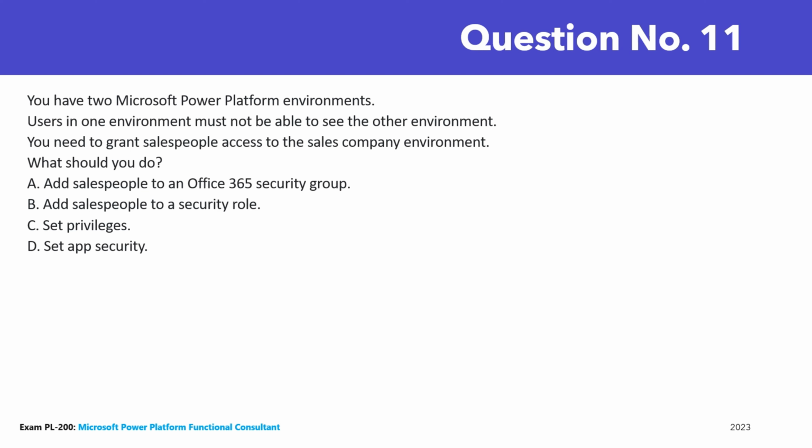You have two Microsoft Power Platform environments. Users in one environment must not be able to see the other environment. You need to grant salespeople access to the sales company environment. What should you do? A. Add salespeople to an Office 365 security group. B. Add salespeople to a security role. C. Set privileges. D. Set app security. Correct answer, A. Add salespeople to an Office 365 security group.